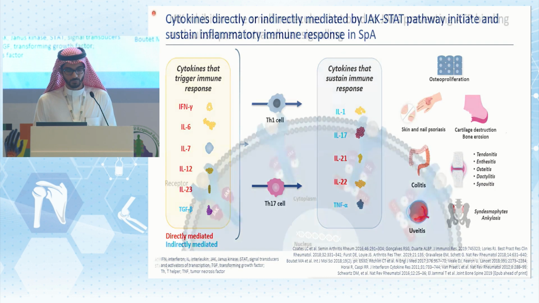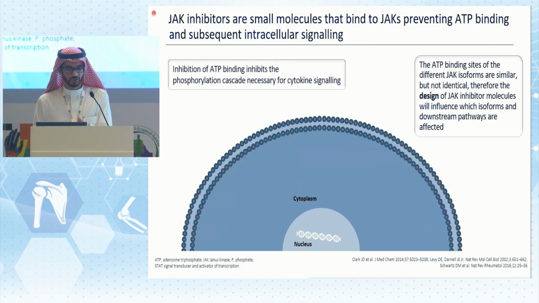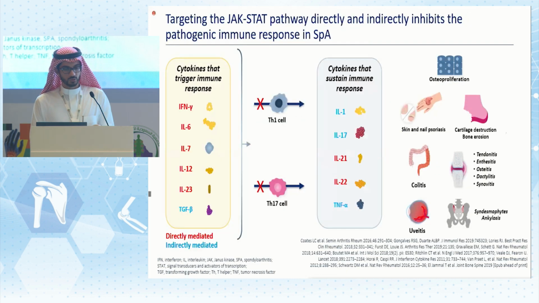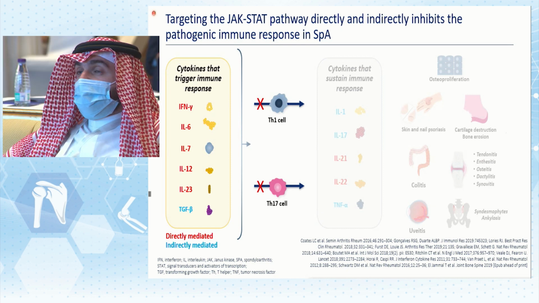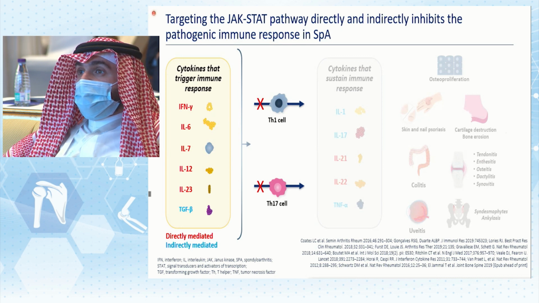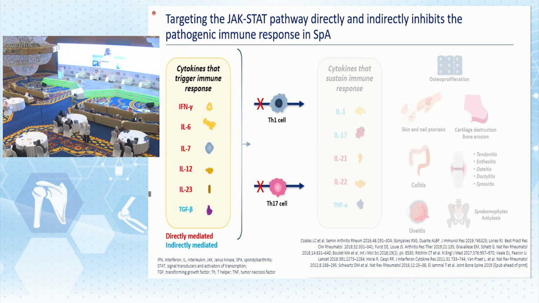Now, if we block this JAK-STAT signaling pathway mechanism, we are actually blocking all these cytokines, either the ones that bind directly or the ones that bind indirectly, from doing their pathogenetic mechanism, which is the activation of T1 helper and T17 helper cells. This leads to the cessation of the inflammation and the withdrawal of the cytokines from the circulation. That means in turn we are stopping the inflammatory response and decreasing the autoimmunity.